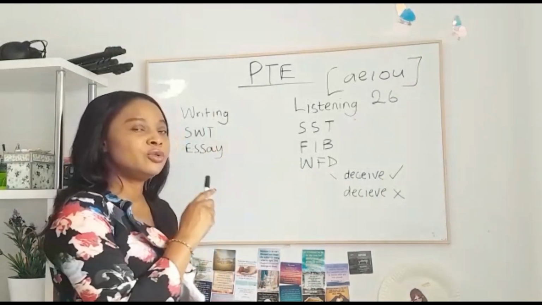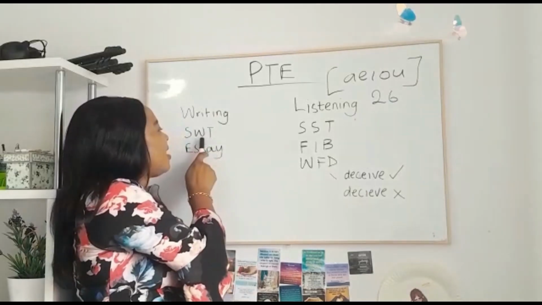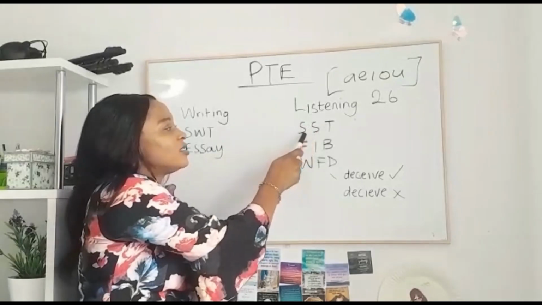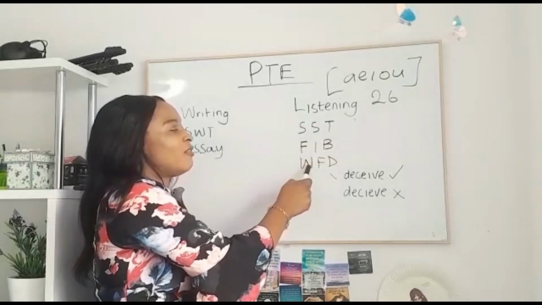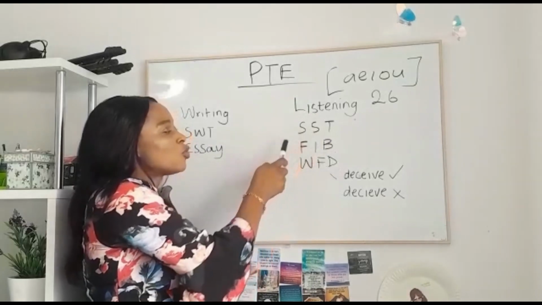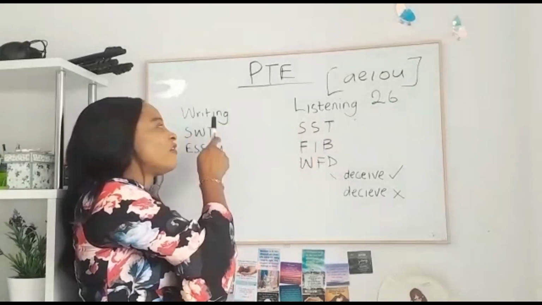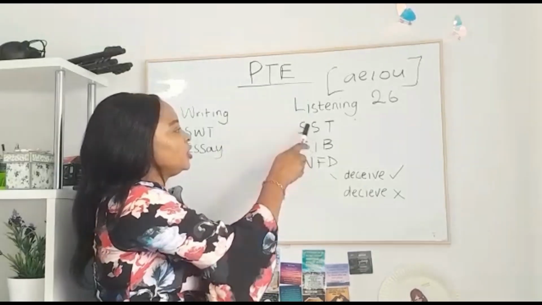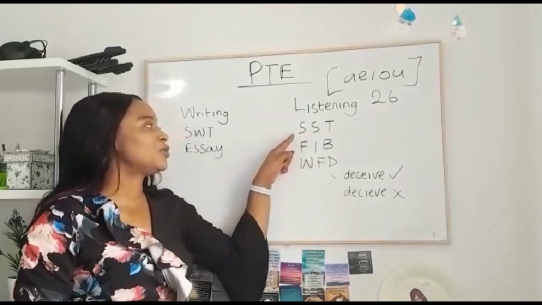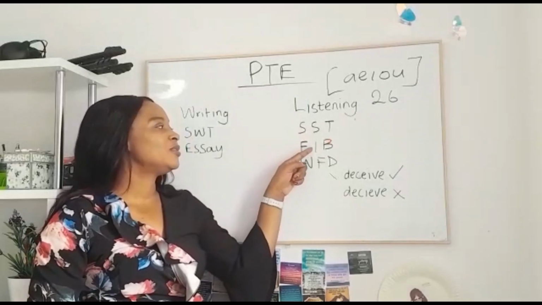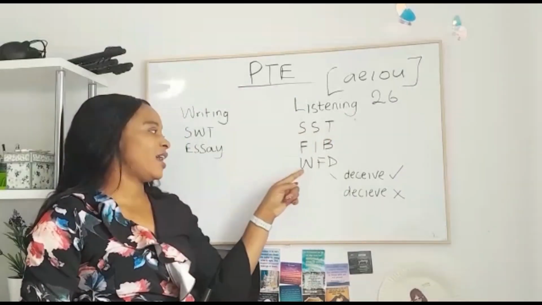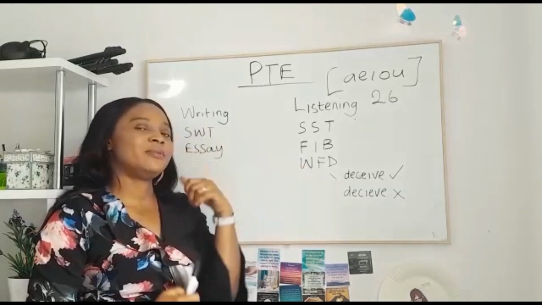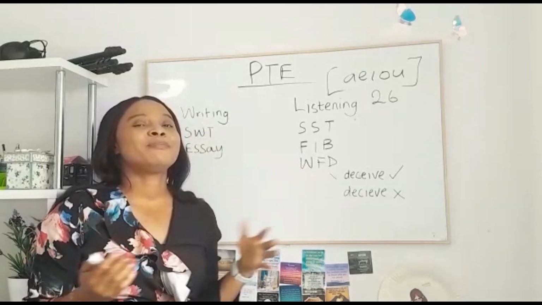Let's have a good look at this. In the writing, the summarized written test and the essay, you would need to write. And here, the summarized spoken test, the fill in the blanks and write from dictation, which will also contribute huge score to your writing. In fact, your writing success will depend on this task in the listening. So you would need to spell. Here, you need to spell out words. Here as well, you need to spell out words. Even here, you need to spell out words. And this task alone can boost your score in the PTE writing. So you see the importance of spelling.